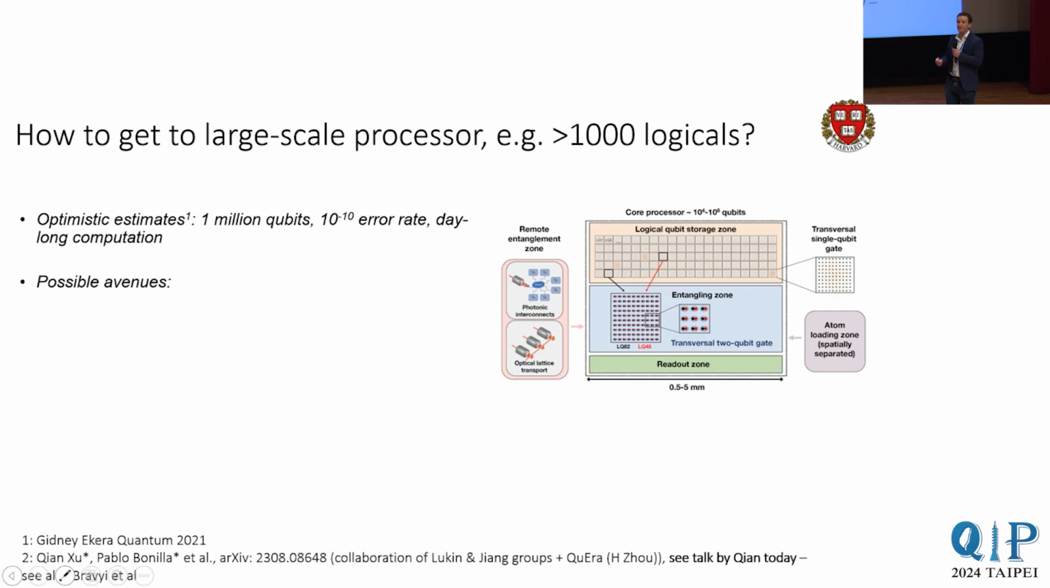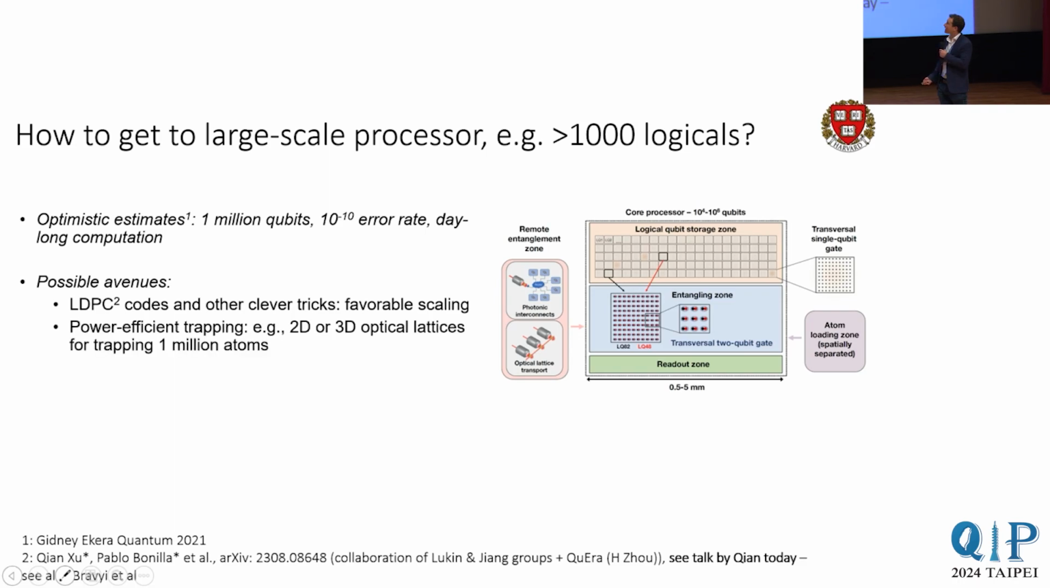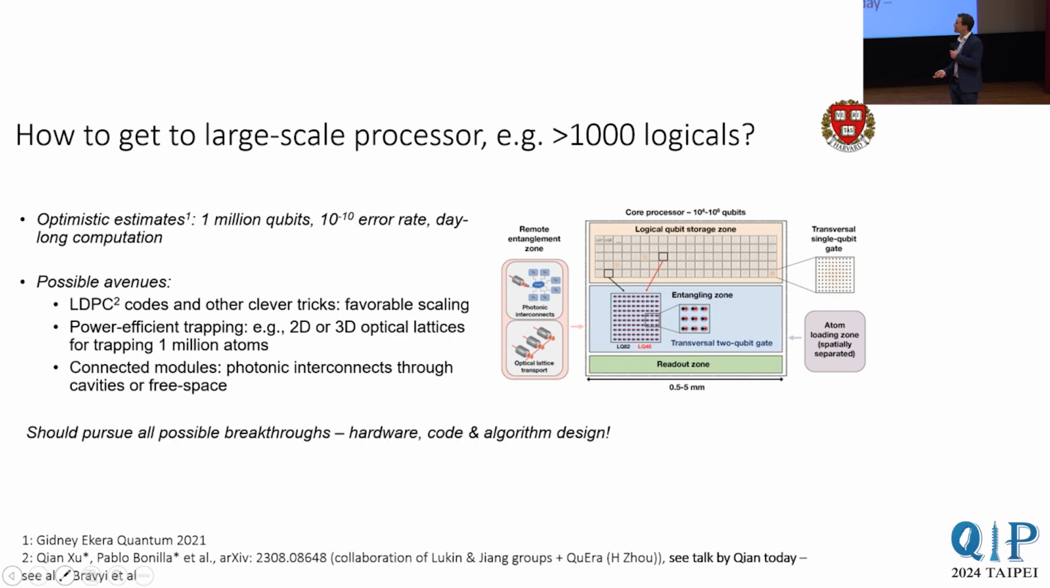I mean, we definitely have ideas, and we're working on these things. For example, there's LDPC codes. There's actually going to be an LDPC code talk from our collaboration that you can go see today. There are different ways that you can maybe do power efficient trapping. We're also considering whether you can connect different photonic modules. And I think that we definitely have ideas here in terms of how to get to this large scale.